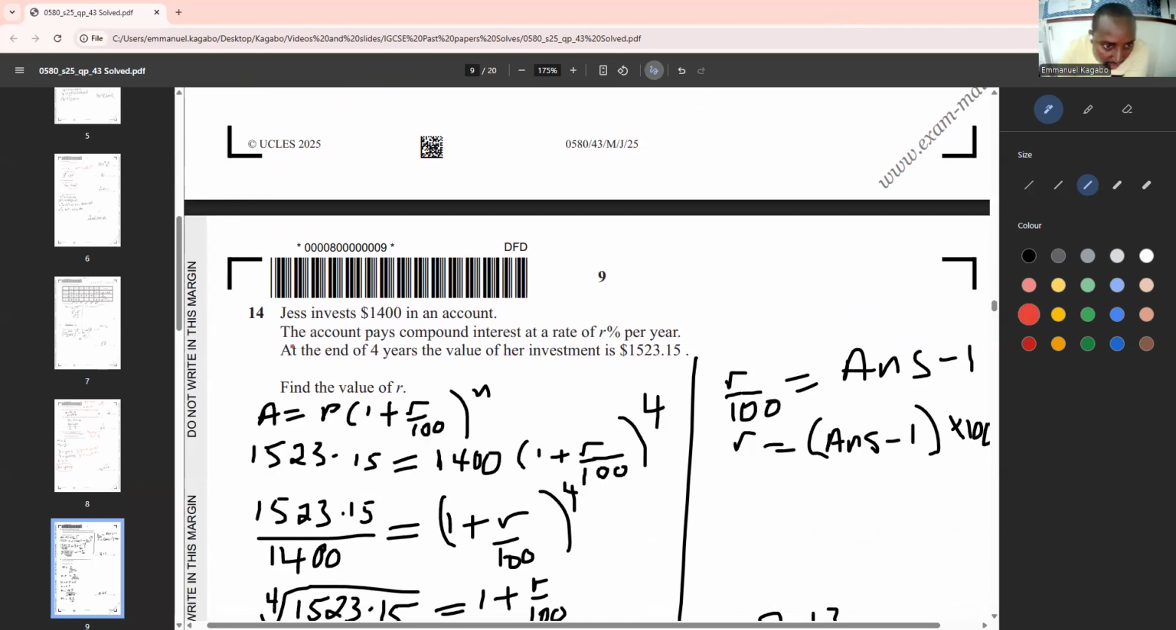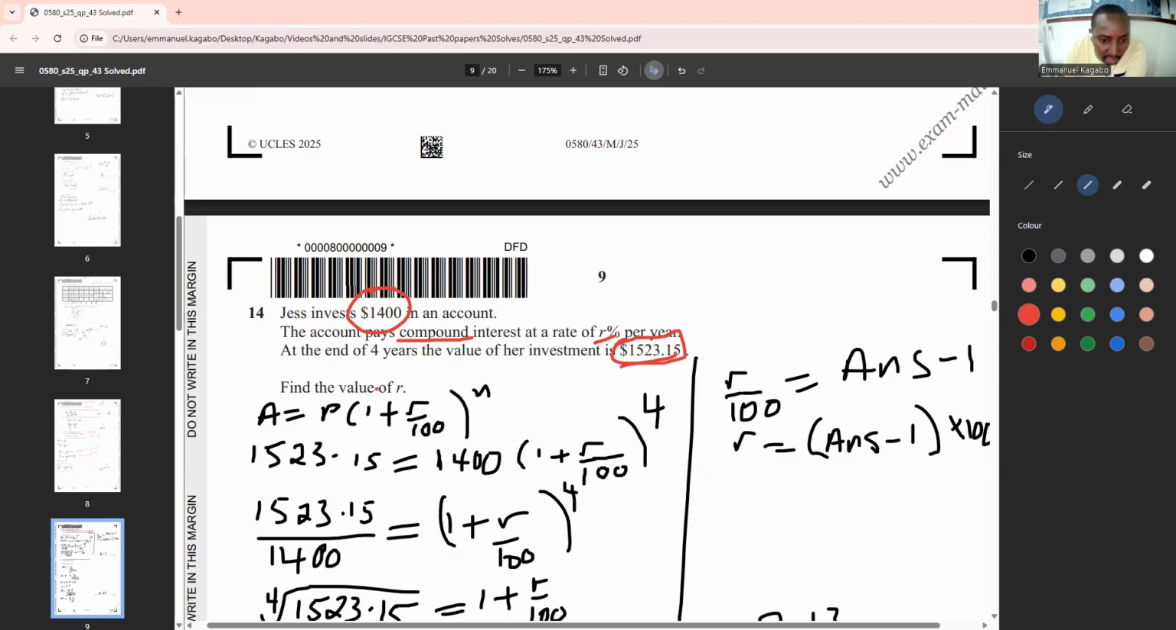Now, someone invests 1,400 US dollars in an account. The account pays compound interest at an interest rate of R%. In other words, the interest rate is not given per year. At the end of 4 years, the value of the investment is that. Initially, he started with this, and then after a certain period of time, has this, and it's compound interest. Be careful. You have to identify if it's compound interest or simple interest.